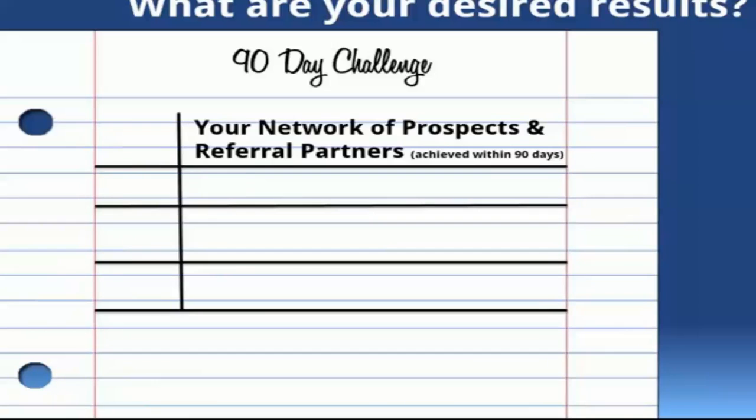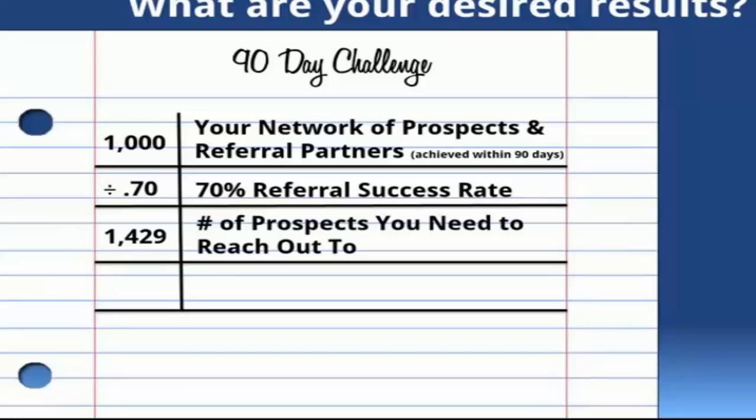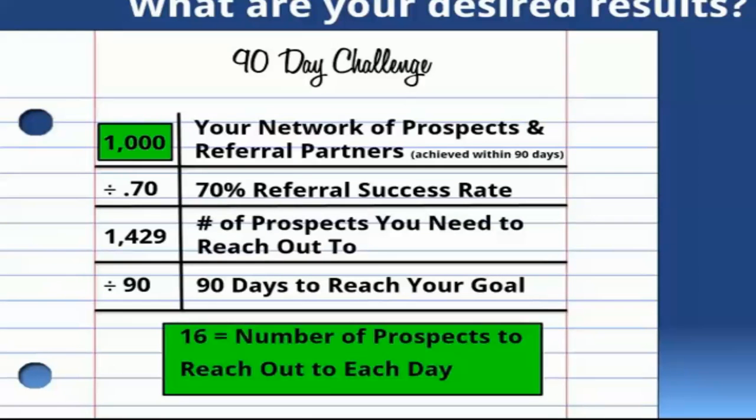So let's look at a little smaller number. I saw a bunch of people plug in numbers around 1,000, so this is right down your alley if you had a number in this neighborhood. Again, at a 70% hit rate, you would need to reach out to a total of 1,429 prospects over 90 days. Divide that by 90 days, and you're at 16 people a day that you need to reach out to. That you can do in 20 minutes or so a day.